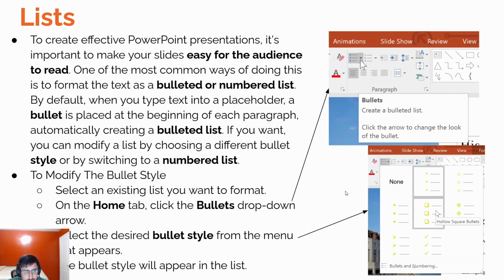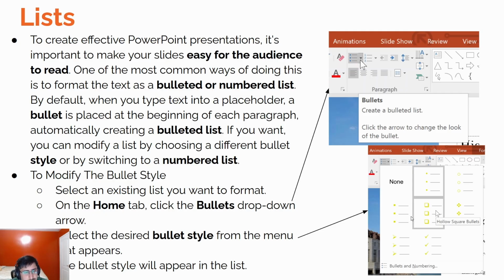And if we want, we can modify a list by choosing a different bullet style or by switching to a numbered list. So that's another important distinction to mention: we can change the bullet style, but we can also do a numbered list.